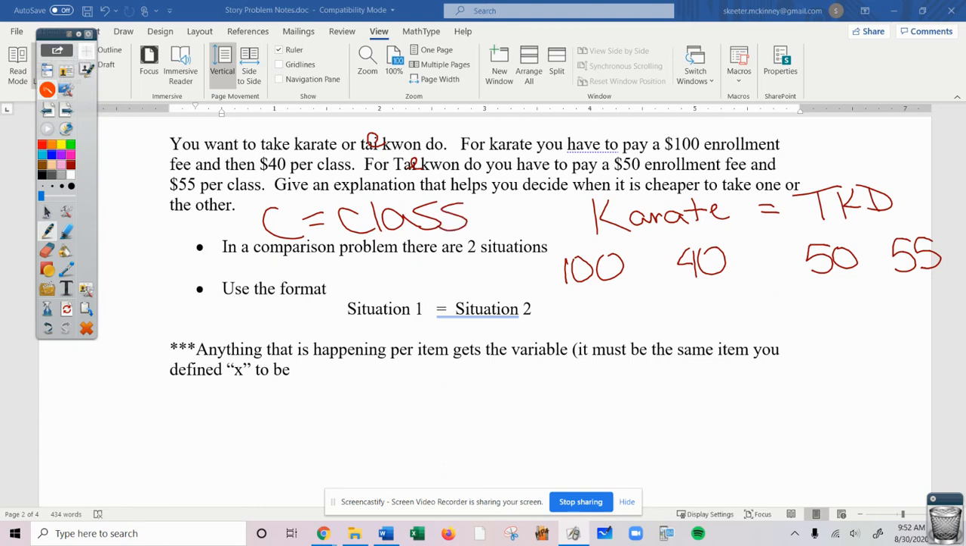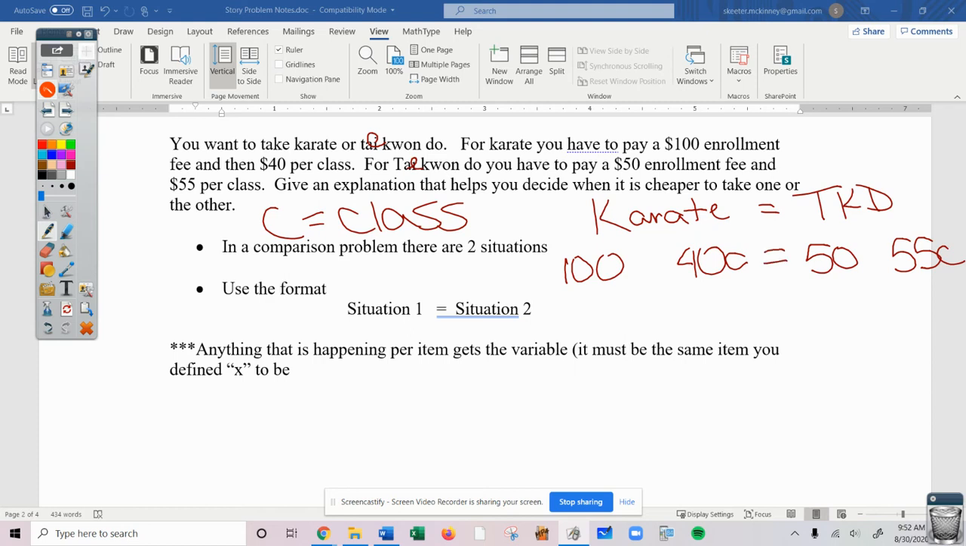Okay, so anything that's happening per class. $100 is an enrollment fee, so no variable. $40 is per class, so that gets a C. $50 is an enrollment fee, so no variable. $55 is per class, so it does.